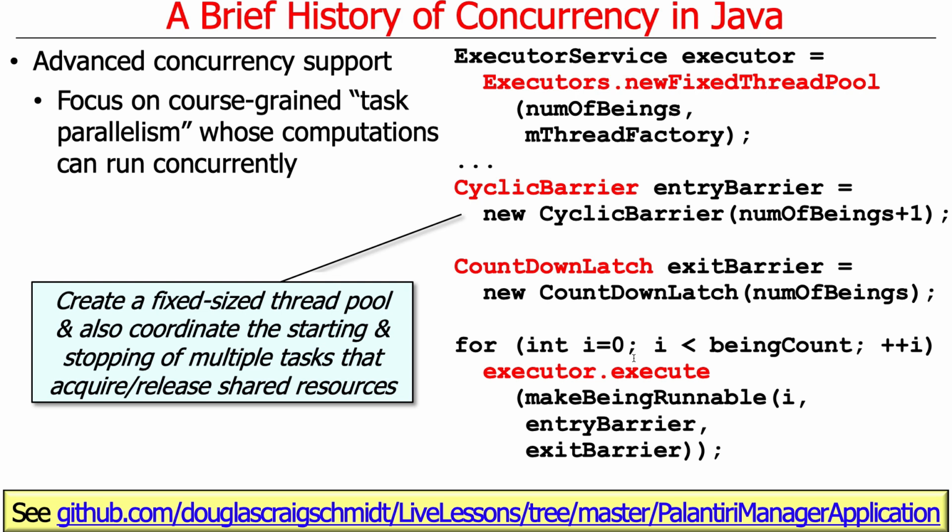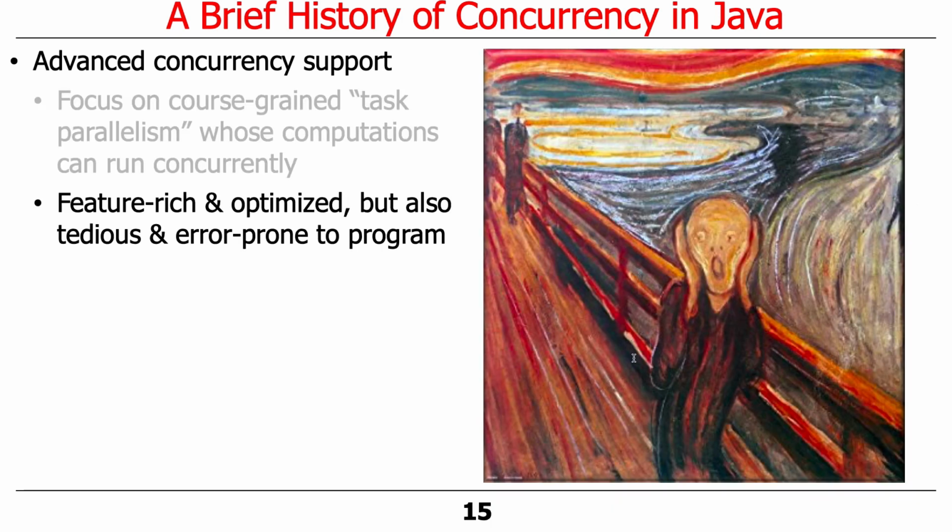Then when the time is right, when the barrier conditions are met, all the threads will start to run and gaze in parallel. When they're done, they'll exit, and that coordinates the processing between the different pieces. This is just a simple example, not dissimilar to things we'll cover in this course, that shows the Java 5 features for concurrency and coarse-grained task parallelism. There's a lot of really cool stuff in Java 5. It's very feature-rich and highly optimized, but it's also, honestly, a bit tedious and error-prone to program because you have to coordinate a lot of stuff by hand.